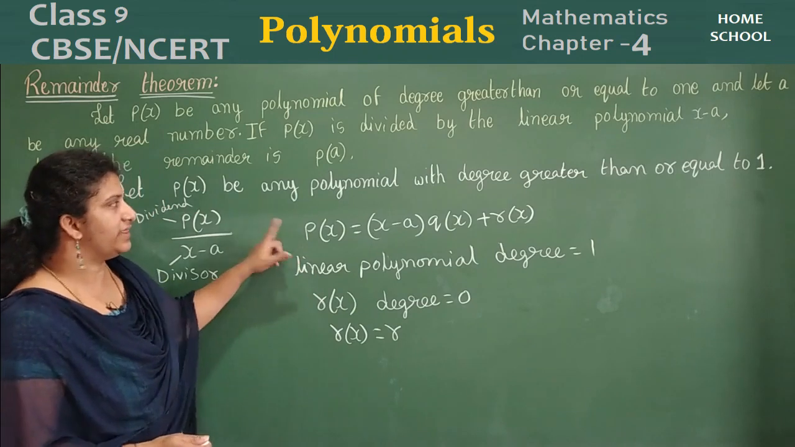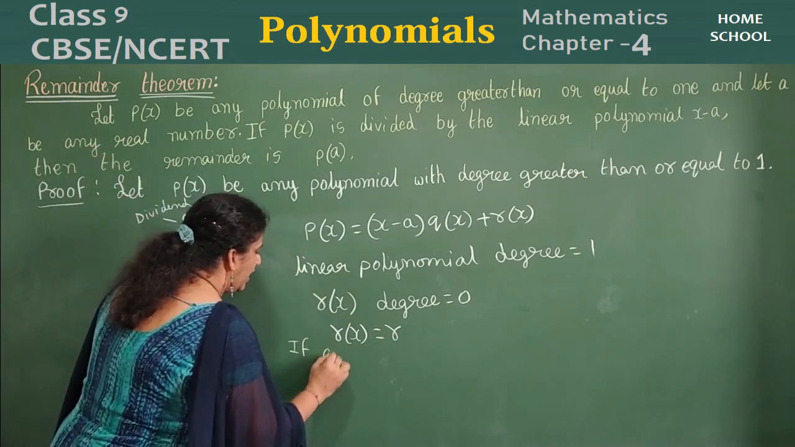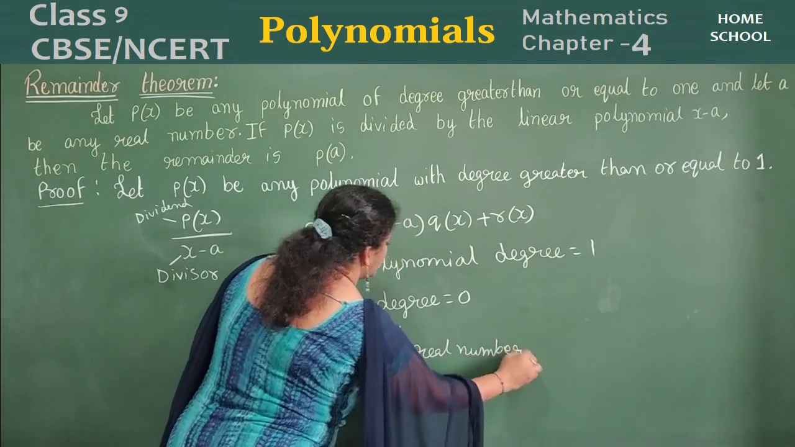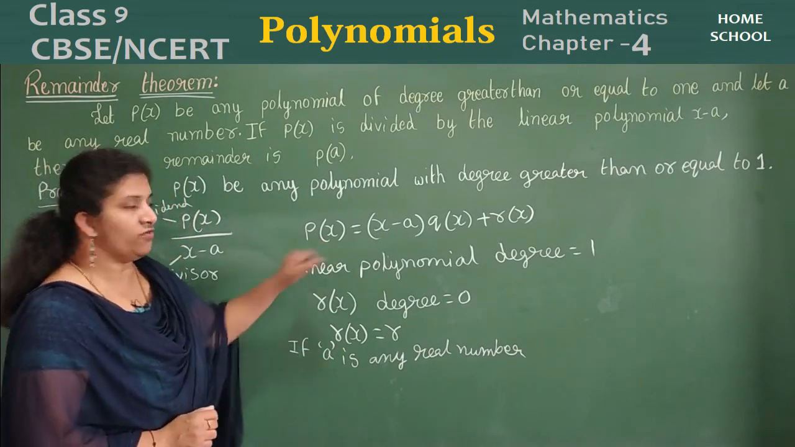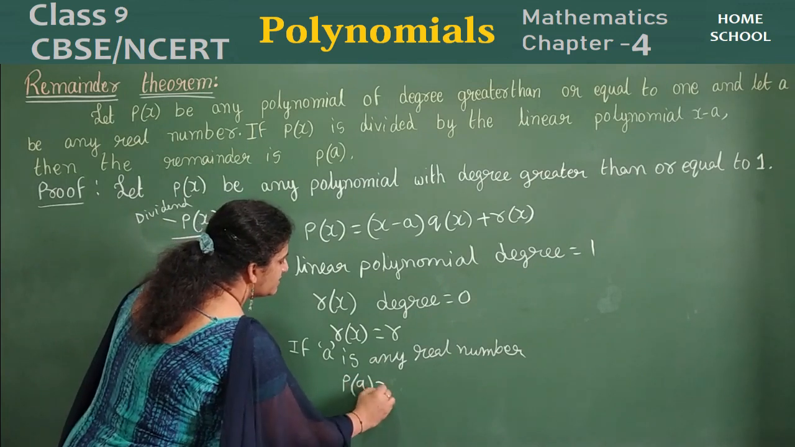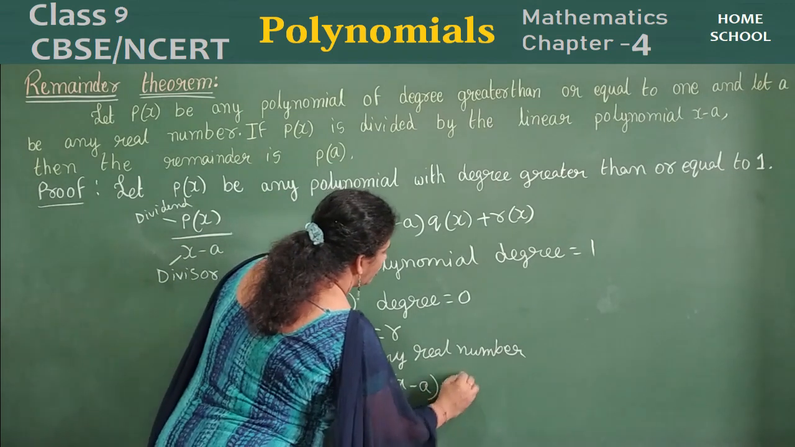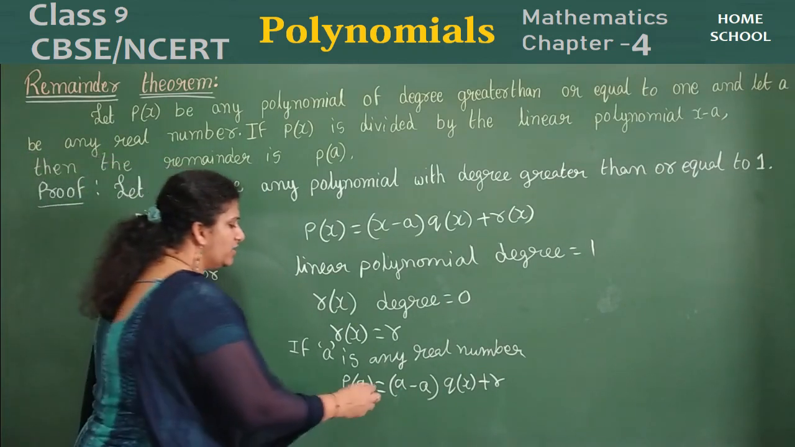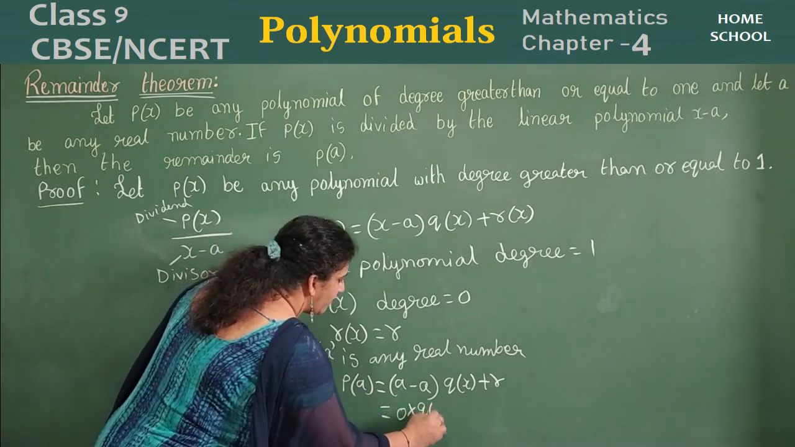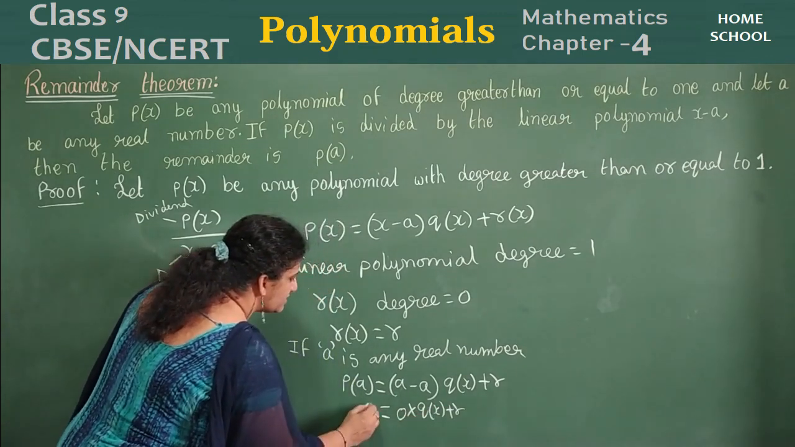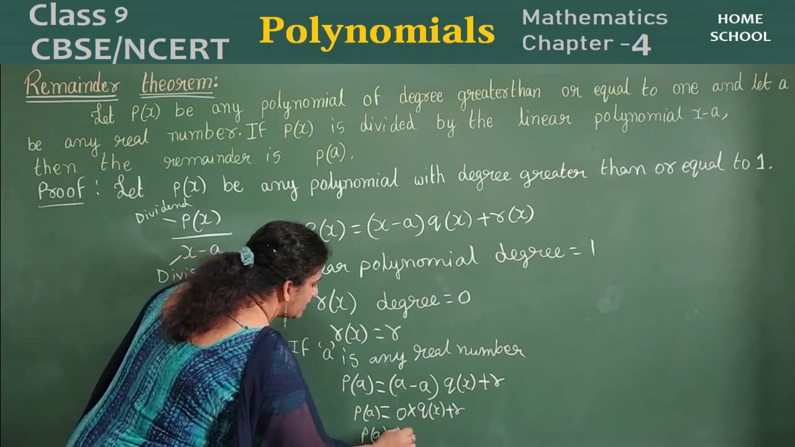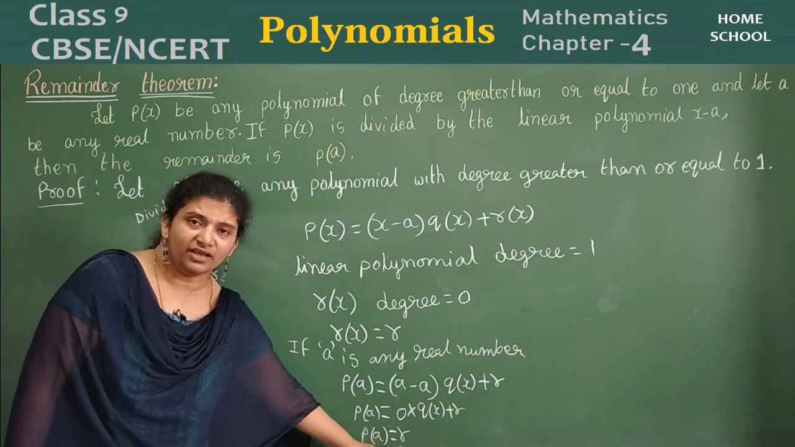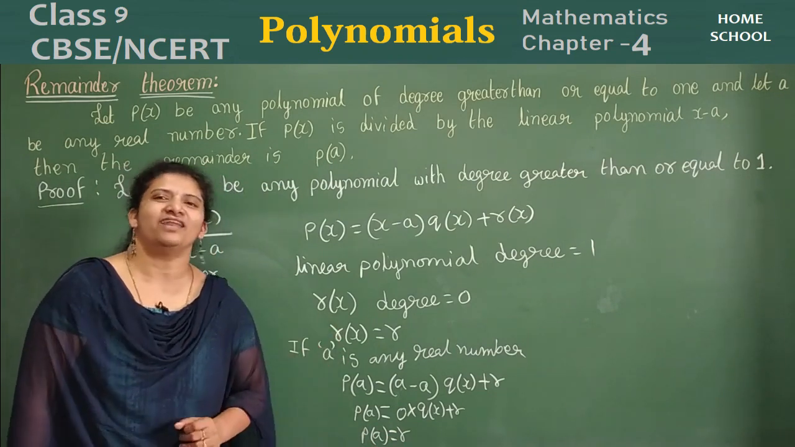Okay, so now replace this with the given: a is any real number. So what do we do, children? This a we will substitute in the place of x. Ready? p of a is equal to a minus a into q of x plus r, since the remainder is a constant polynomial, right? So a minus a will be 0 into q of x plus r. 0 into anything will be 0. So finally what are you getting? p of a is equal to r. Observe the final statement. The remainder is r, and the remainder is p of a. This is nothing but the remainder theorem proof.